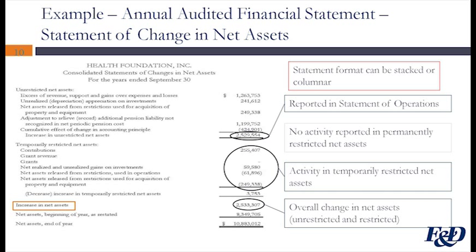So it's typically a pretty simple statement to put together, but it does have a lot of impact because the amounts that are reported as the changes in the temporarily restricted net assets are also tied back to the statement of operations as well as the balance sheet and the cash flow statement. So it has a lot of implications for the rest of the financial statements, but it's definitely one of those statements that can be put together pretty easily.